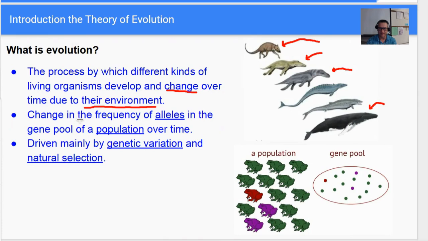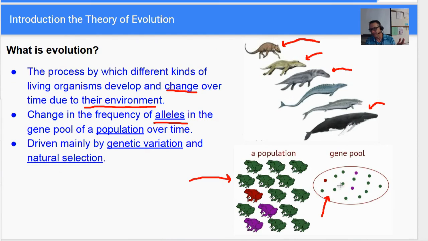Another definition of evolution: it's a change in the frequency of alleles in the gene pool of a population over time. So, for example, here's a population of frogs. The definition of a population is all the members of one species in an area. So, if we're just talking about this species of frogs, that would be a population of frogs. You can see that there's red frogs, there's purple frogs, there's green frogs. Well, why are they red, purple, and green? It's because of the alleles that they have.